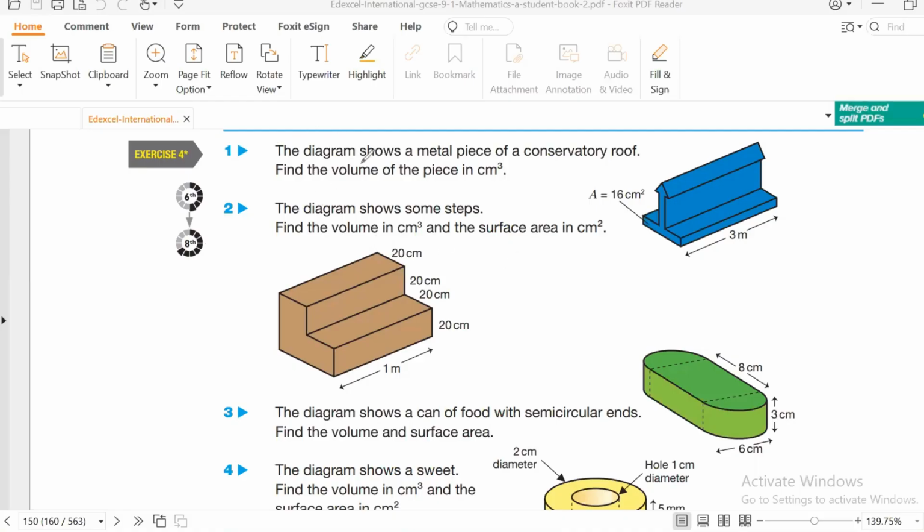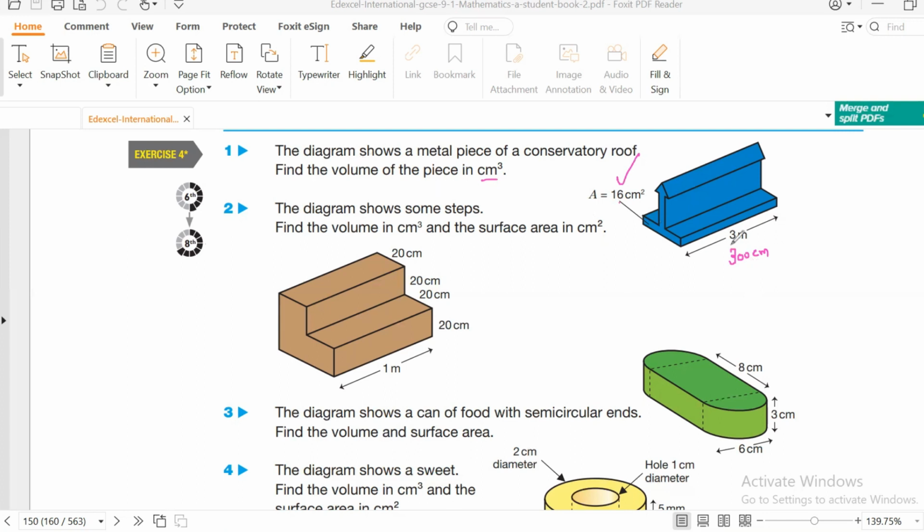Next question we have: the diagram shows a metal piece of conservatory roof. Find the volume of the piece in centimeter cube. As you can see, on the right side we have the shape given, and the cross-sectional area we also know is 16 centimeter square, and length is 3 meter. But remember that they want centimeter cube, so 3 meter is how many centimeters? 300 centimeter. So when you solve this question, use 300 centimeter.